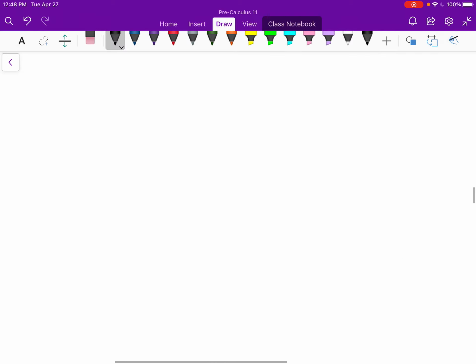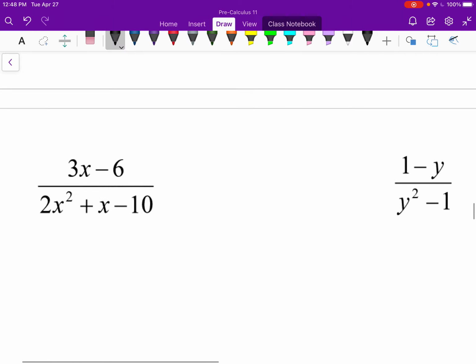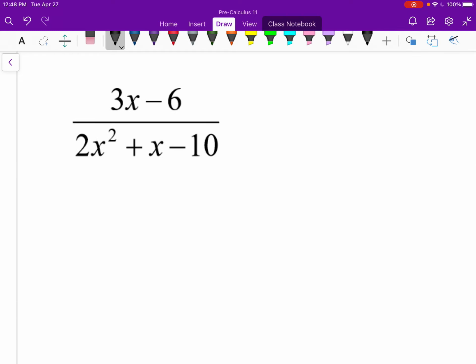All right, last pair. Okay, so of these two, again, I want to simplify and state any restrictions. I'll do these one at a time. So again, a lot of stuff going on here. How to simplify, it's not so easy to tell until I think of factoring this. And so my numerator, take out a common factor of 3: 3 times x minus 2.